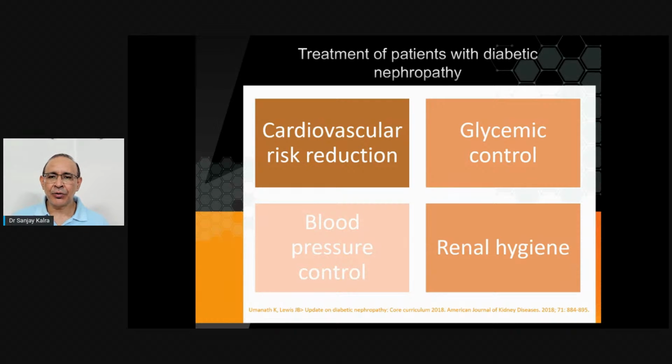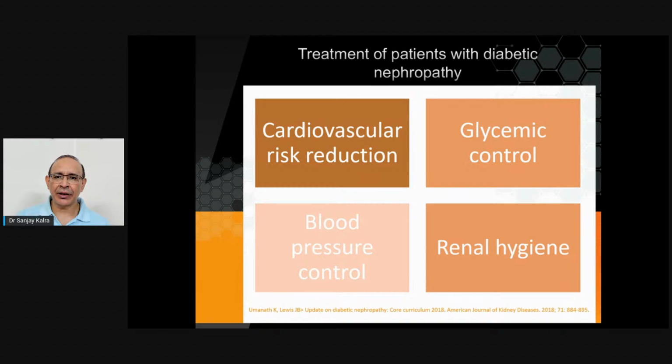Renal hygiene will also include avoiding dehydration, avoiding unnecessary use of renotoxic drugs like NSAIDs or radiocontrast material. So keep the kidneys hygienic, control blood pressure and glucose, and also reduce CV risk.